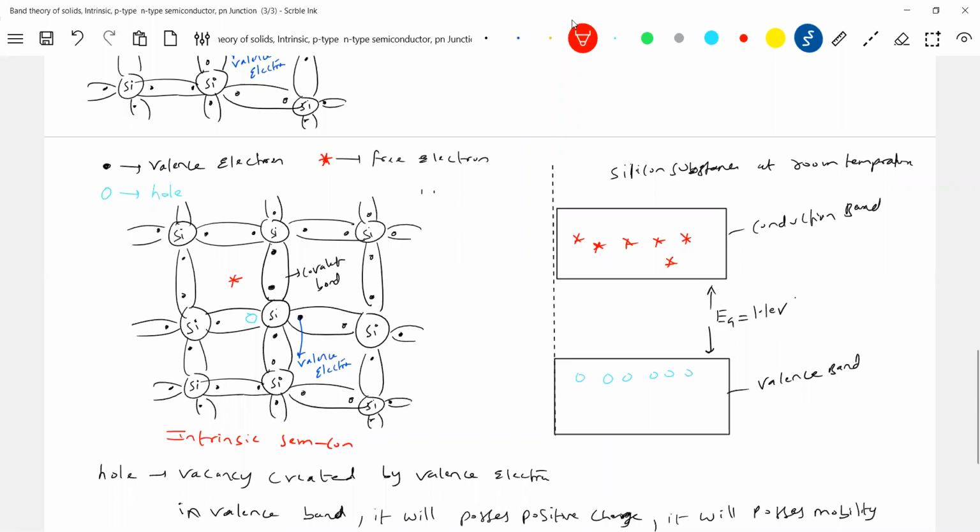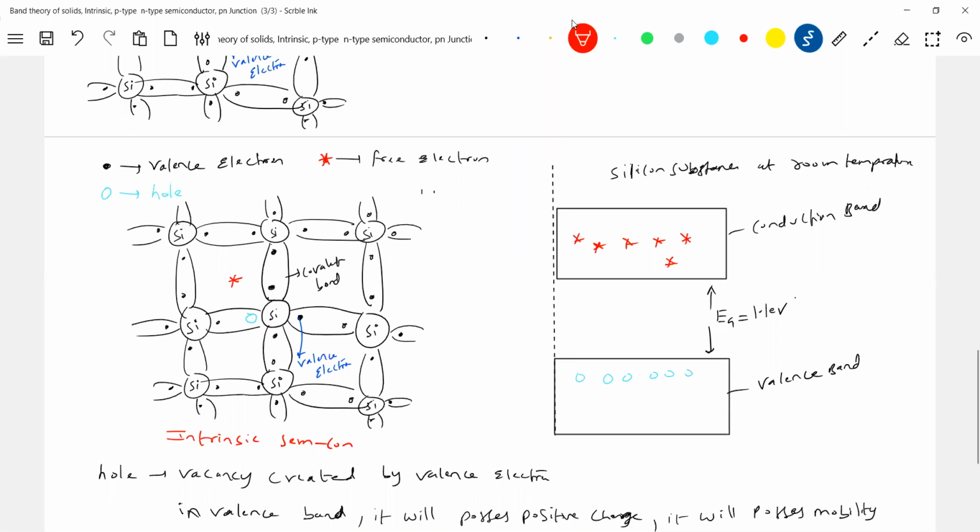So usually, what is the reference temperature we take to do all our research? 20 to 25 degrees Celsius. So room temperature means 20 to 25 degrees Celsius. At 20 to 25 degrees Celsius, what is the feature of the material? That has to be taken as standard. So at room temperature, for an intrinsic semiconductor, you have to show it like this.